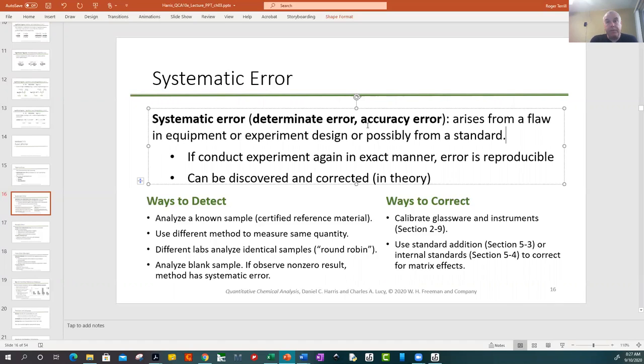And in theory, you can correct for it, right? You can say, oh, geez, this experiment is always 10% too high. So if you do it the exact same way, you can take 10% off the result and get a more accurate answer. So the way that you detect it is kind of important.